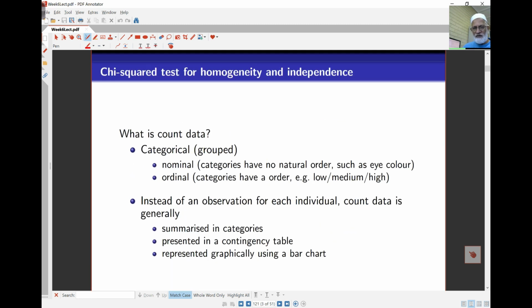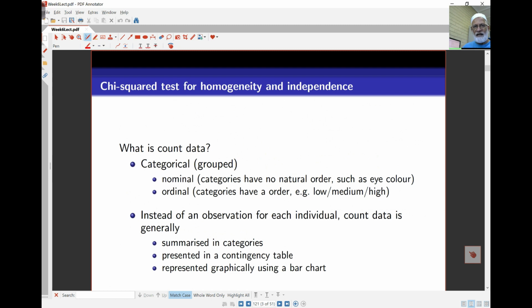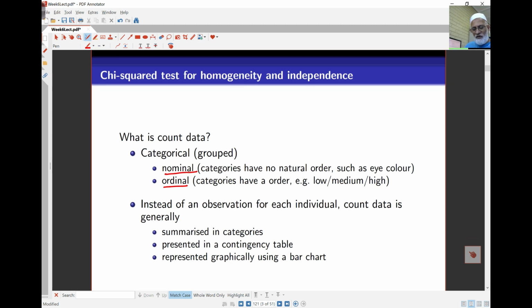So the idea here is we've got data that is categorized or in groups, and we have a table of some kind. These are nominal variables, or categorical, or ordinal, usually nominal when we're looking at tables of this kind. On every observation we've got counts, and these are generally summarized in tables or some other way, but presented usually in what's called a contingency table.